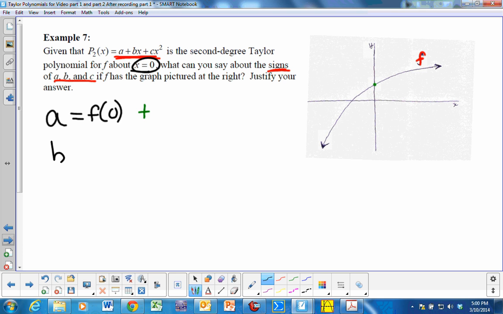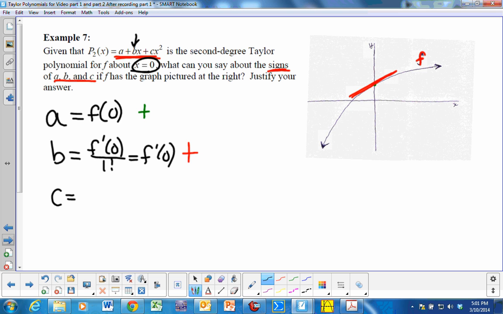Then we can do the same thing for b. b is your coefficient here, so it would be the first derivative evaluated at 0, divided by 1 factorial, which is just your first derivative at 0. The first derivative means that we're looking for the slope of a tangent line right here. So if I were to draw a tangent line right here, what sign would the slope have? Well, it would be positive. So b is positive.